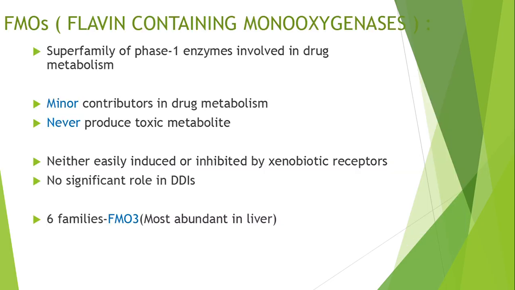Then coming to FMO, that is flavin-containing monooxygenase, a superfamily of phase 1 enzymes involved in drug metabolism. They have only a minor contribution in drug metabolism, and they never produce toxic metabolites. They are neither easily induced nor inhibited by xenobiotic receptors, and they have no significant role in DDIs, that is, drug-drug interactions. There are 6 families, and FMO3 is the most abundant in the liver.